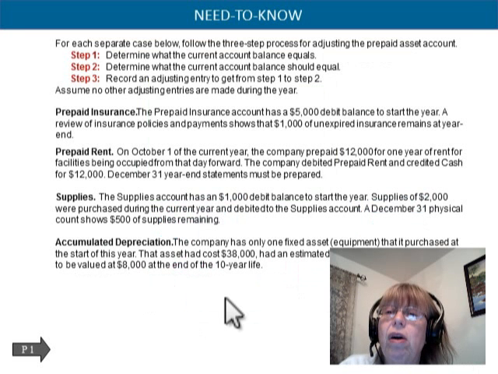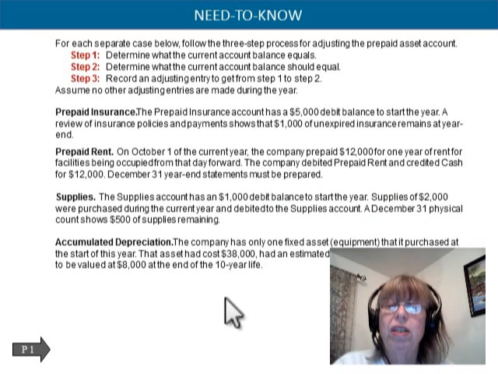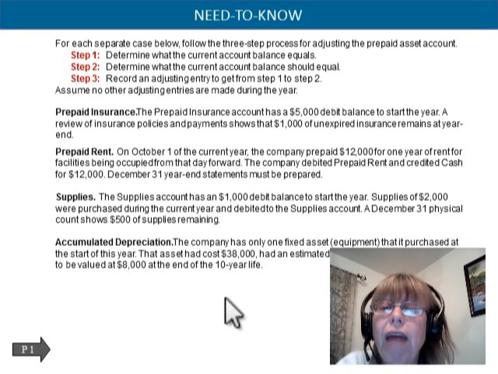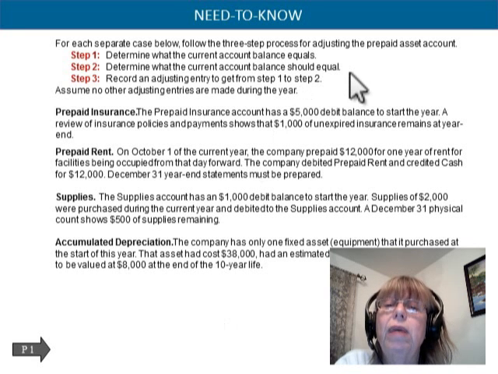This is also in your book. This is a little need-to-know example, and you can go through it. I'm sorry, it's not in your book, it's in the slides. The 3-step process for adjusting the prepaid account. Determine what the current balance actually is. So if you're looking at supplies, you would say, I started out with 50 pencils, I go in and look and I have 10 left. So how many did I use? I used 40. That's what the current balance should be, 10. And so we're going to record an adjusting entry to get from step 1 to step 2.